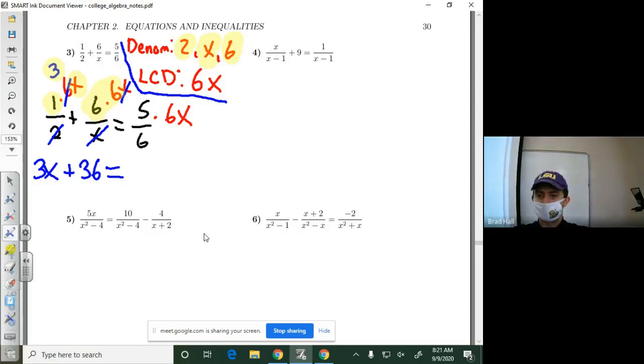And then finally, for the last one, what will cancel out this 6 in the denominator? Well, the 6 in the numerator. They just cancel, or 6 divided by 6 is 1. So what are we left with? 5 times x, which is just 5x.